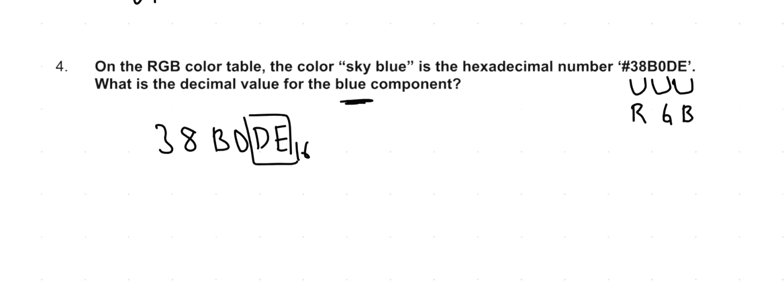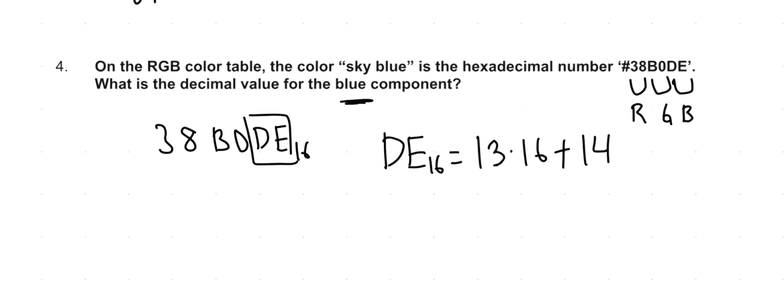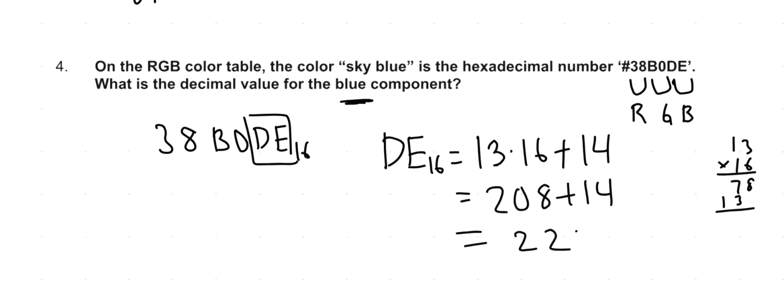So you want to convert DE into base 10, which D is 13, and then E is 14. And 13 times 16 is, I'm hesitant to say that. I was wrong. It's 208 plus 14 equals 222, base 10. And that's correct.